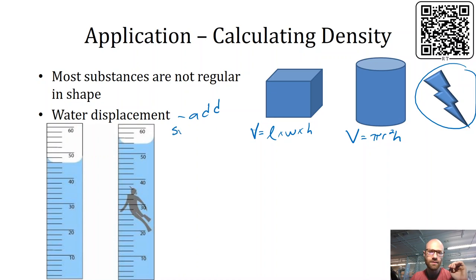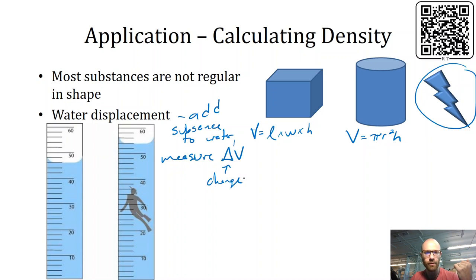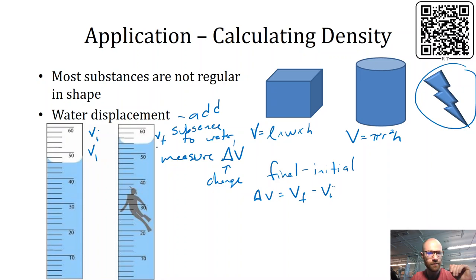Add substance to water and measure delta V, change in V, right? This means change. And when you're looking at change, usually change means final minus initial. And so here, delta V is going to be equal to Vf minus Vi, or V2 minus V1. It's always the second measurement minus the first measurement. So coming over here, we've got Vi or V1, and then we've got Vf or V2.